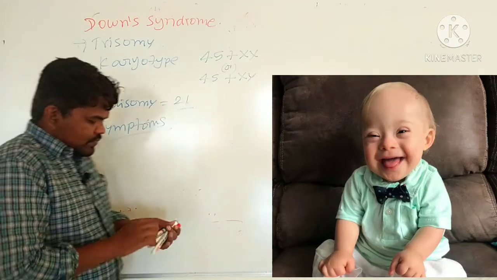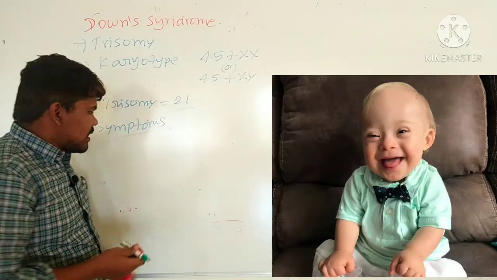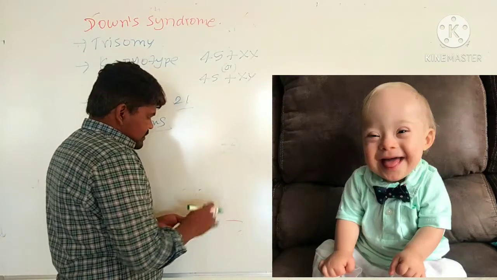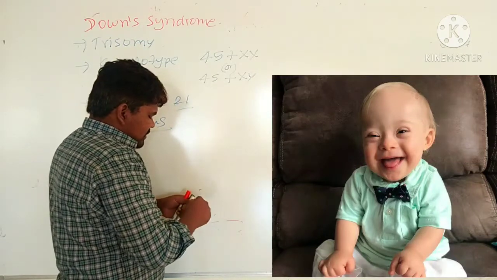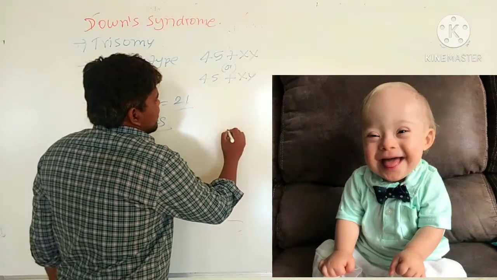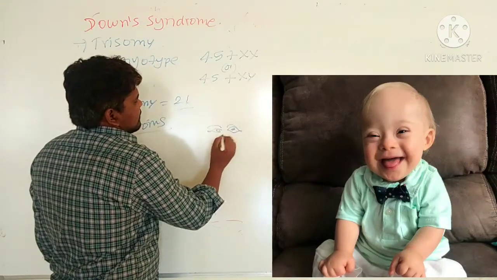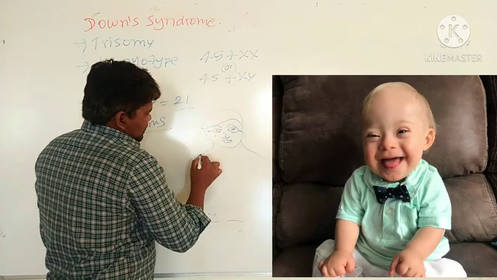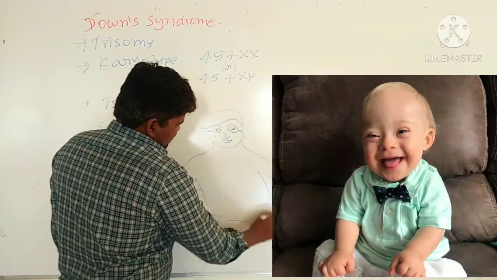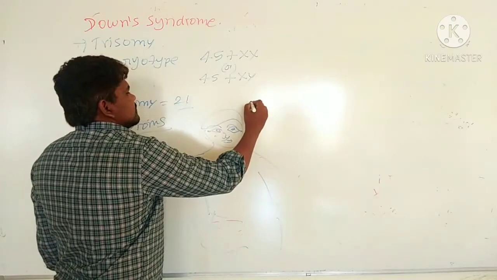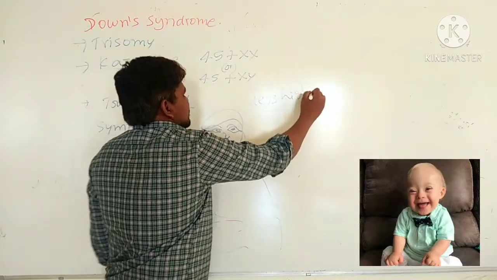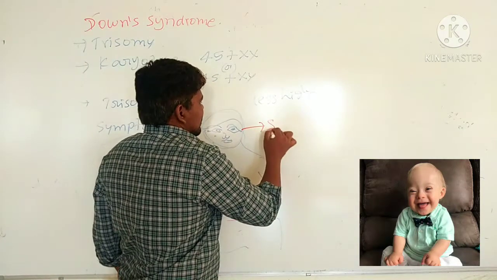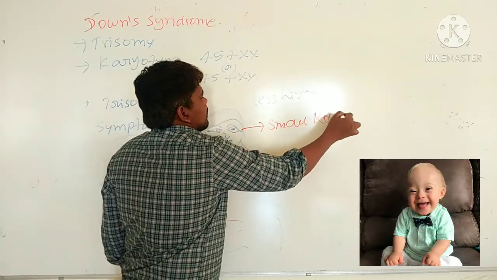If you observe the symptoms of Down syndrome, they are small statured, meaning the height is very less. The persons who are suffering with Down syndrome have less height. This is the child who is suffering with Down syndrome. If you see the height of this child, the height is very less. Next, if you observe here, they have a small round face.